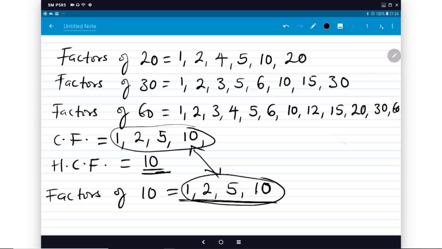Okay, so that is what we're really saying, that the common factors of two or more integers are the same as the factors of their HCF, or we can say the number of common factors of two or more integers is equal to the number of factors of their HCF. Alright, so that is what that rule is simply saying.